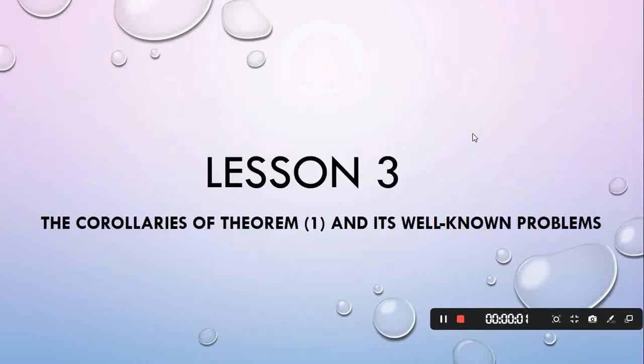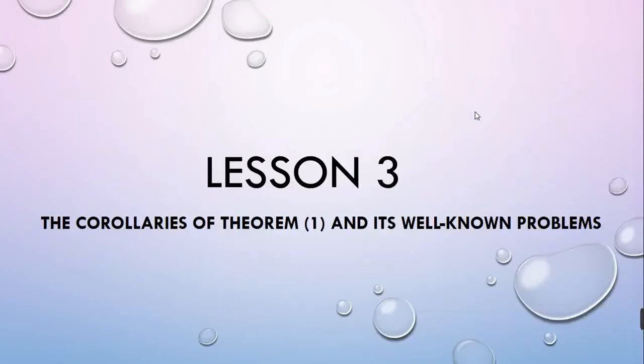Hello Prep 3. Today we will study the last lesson for this year, lesson 3 in geometry, in your booklet page 98: the corollaries of theorem 1 and its well-known problems. We studied in the previous two lessons the central angle, the measure of the arc, the length of the arc, and the relation between the inscribed angle and the central angle which subtend the same arc. Today we'll study some corollaries on theorem 1.